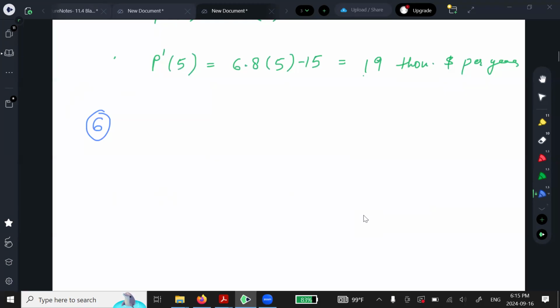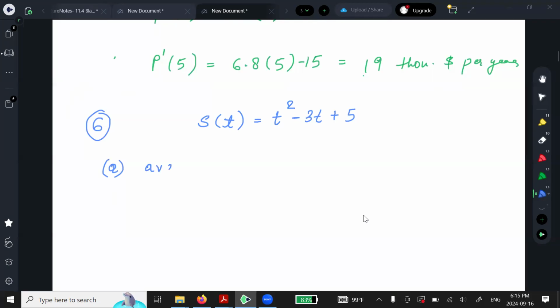Okay, number 6. I have this function. The distance function is given by t squared minus 3t plus 5. Distance in meters. You will solve all these problems. Do it at home when I'm going through these problems, because you might miss something if you are at a different problem.